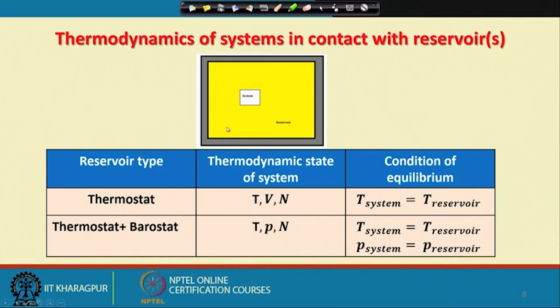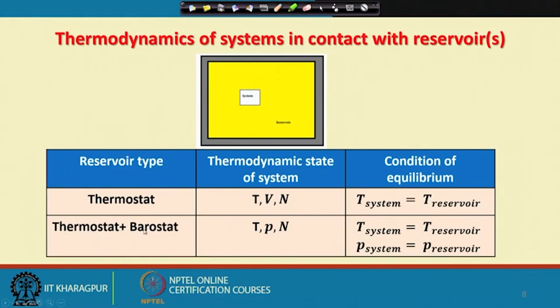On the other hand, a more common system is where this wall is diathermal as well as flexible, but impermeable. In that case, this reservoir is going to act as a thermostat plus a barostat, and the thermodynamic state is going to be defined in terms of temperature, pressure and the number of particles. Then the condition of equilibrium will be that the temperature of the system is equal to the temperature of the reservoir, and the pressure of the system is equal to the pressure of the reservoir.